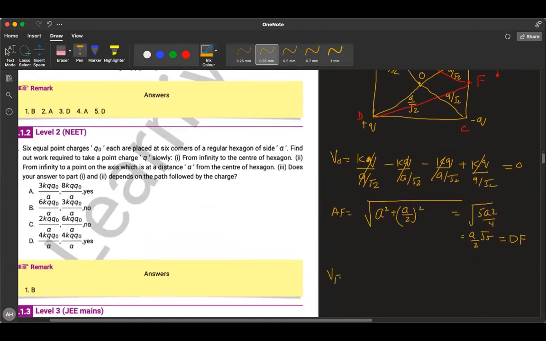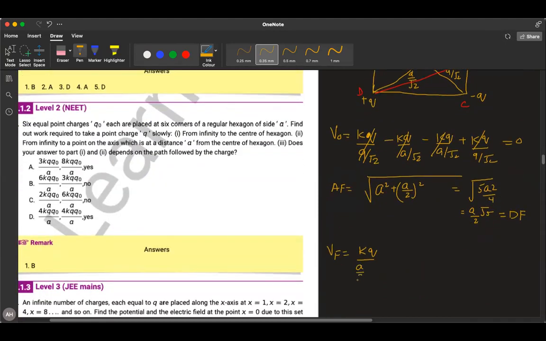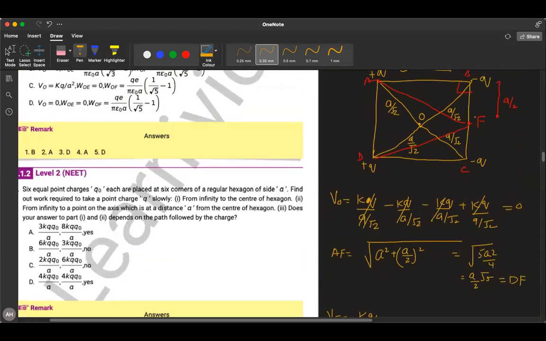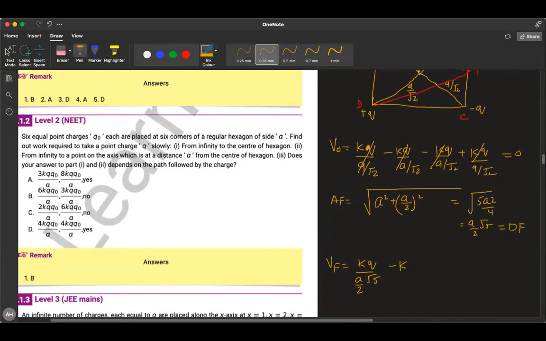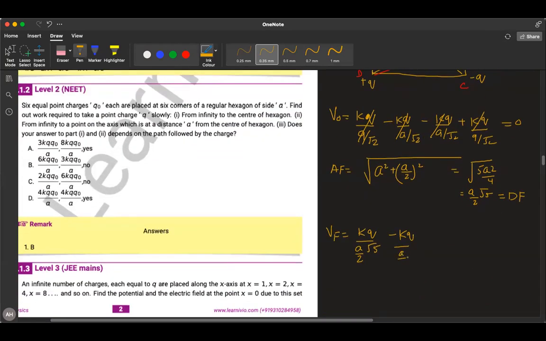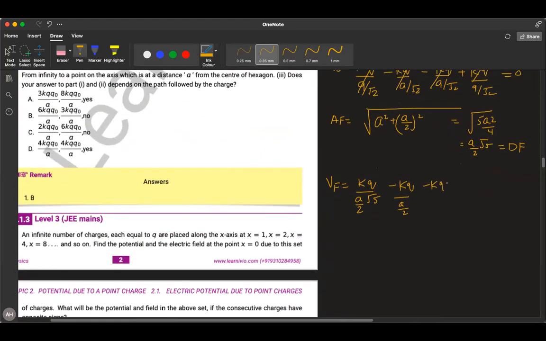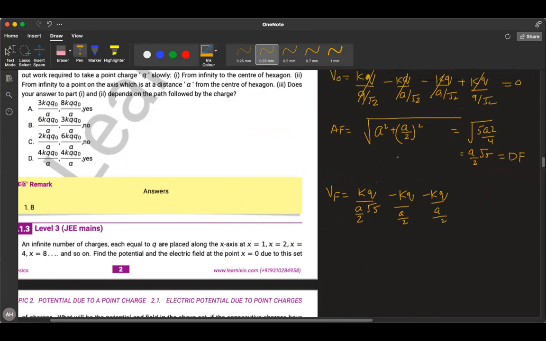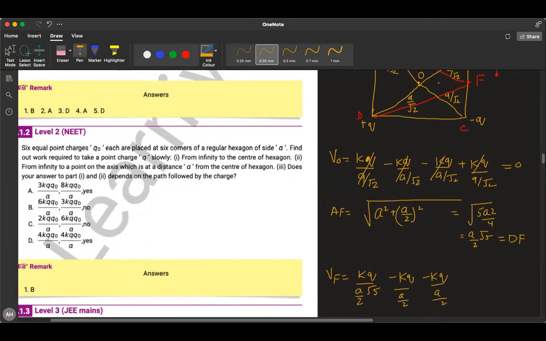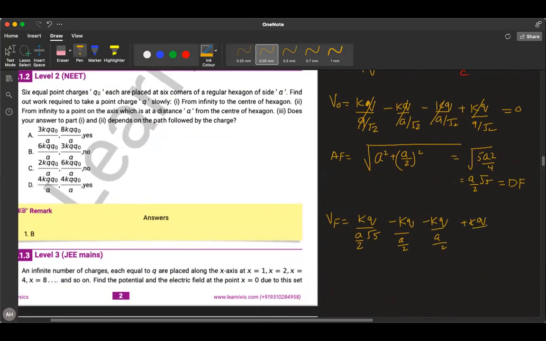So to calculate the potential at F, it's KQ by A by 2 root 5. Then the potential due to the negative charge is minus KQ, and the separation of this negative charge from F is A by 2. Then this is minus Q, and the separation is again A by 2, so it's minus KQ by A by 2. Then due to this charge, the separation is again A root 5 by 2, plus KQ by A root 5 by 2.